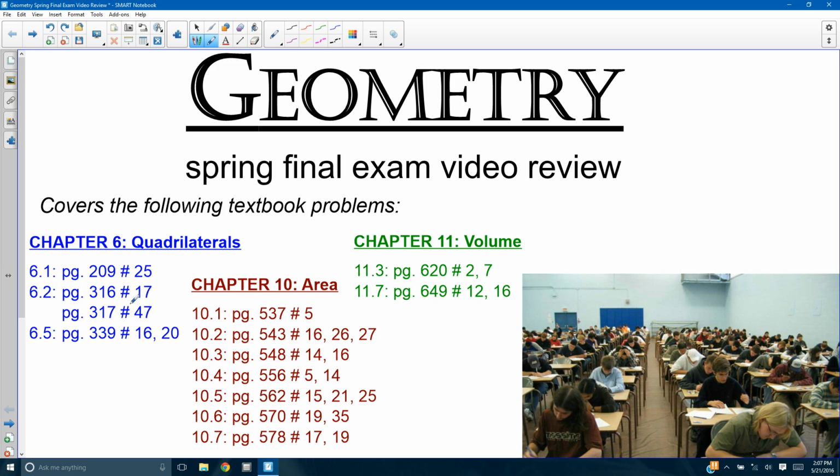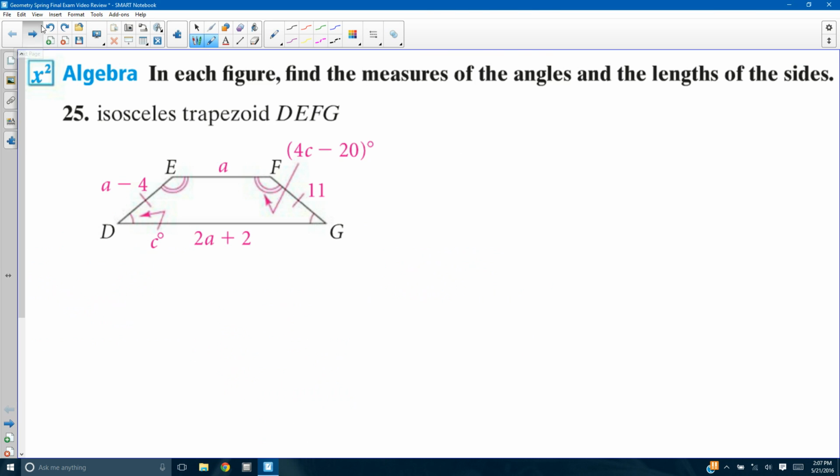Anyway, these will be going in order. I'm going to start with Chapter 6 and then go on from there to Chapter 10 and Chapter 11. And let's see how long this one lasts.